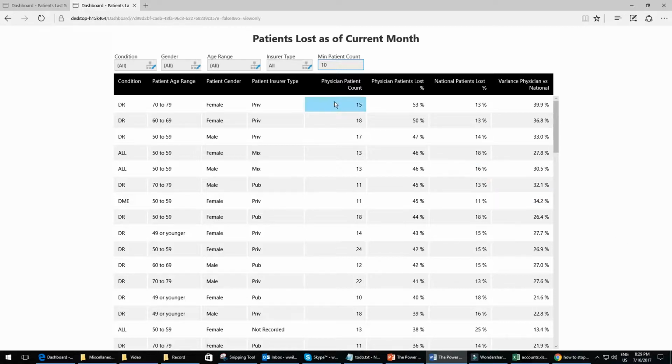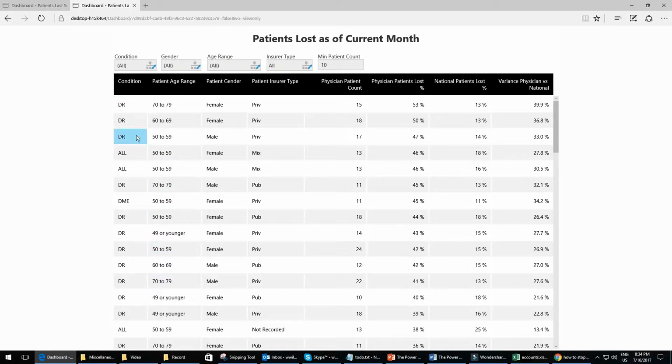These combinations now add up to hundreds of patients for this doctor, where patient loss percentages are in the 50s and 40 percentiles, well above national averages. When I look at the 4 filter columns to the left, here's what I see. I see a combination of patient insurer type, private, public, and mix. When I look at gender, I see a mix of male and female. When I look at patient age range, I don't see anything consistent here either.